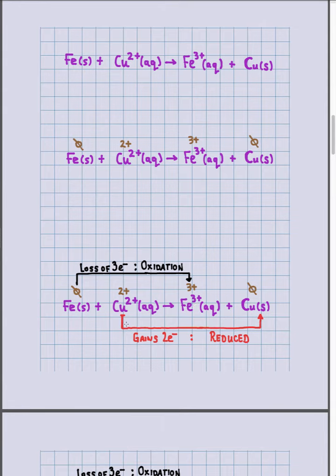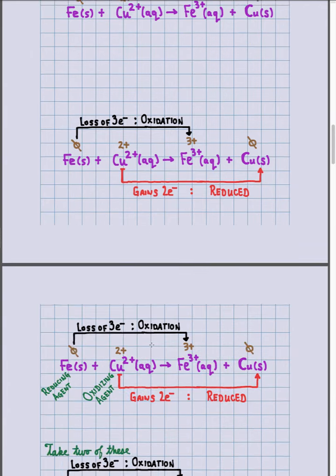But if 2 electrons are gained by the copper from a 2 plus to a 0, and 3 electrons are lost by the iron, I have to make the 2 and the 3 match up somehow. Do you have any idea how we're going to do that? Because this equation is a balanced chemical equation, but not really, because it doesn't balance the charge. The 2 plus on the left and 3 plus on the right don't jive.